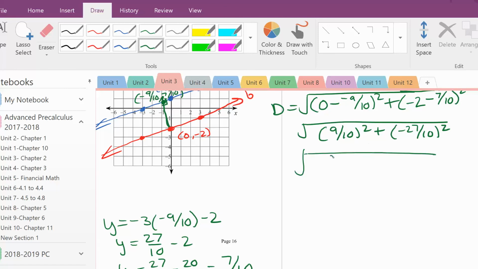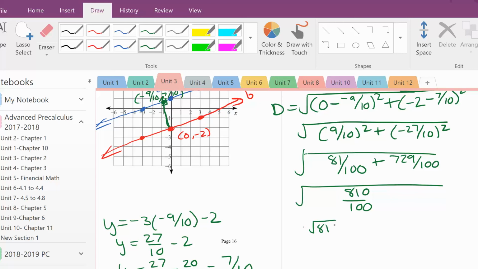So when you square this, you get 81 over 100 plus 27 squared is 729 over 100. So when you add 81 plus 729, you get 810 over 100, which is the same as the square root of 810 over 10, which if you put that in your calculator, you get 2.846 units.